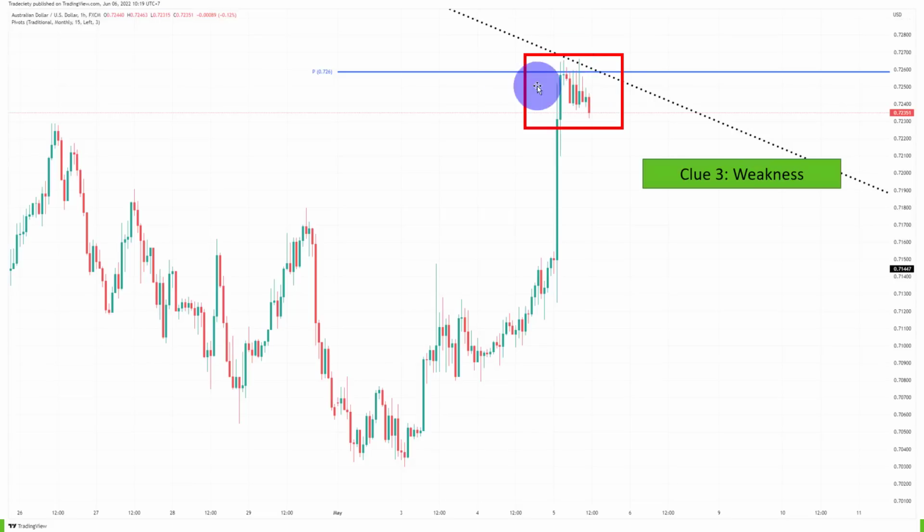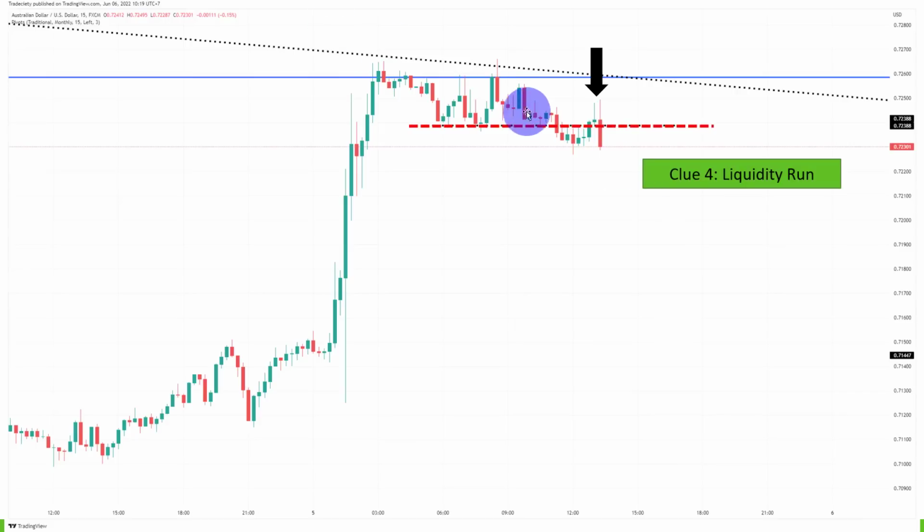So at this point, with the trend line holding, a move away to the lower side of the market is much, much more likely. We go to the lower time frame, and now you can see the structure here. We have the double top and we have the liquidity run.